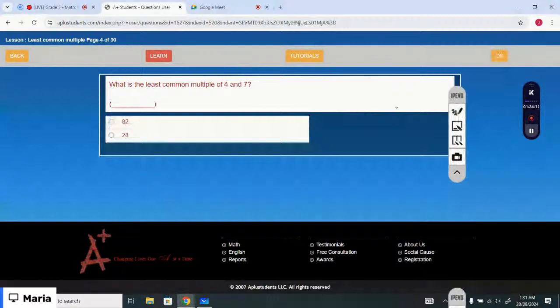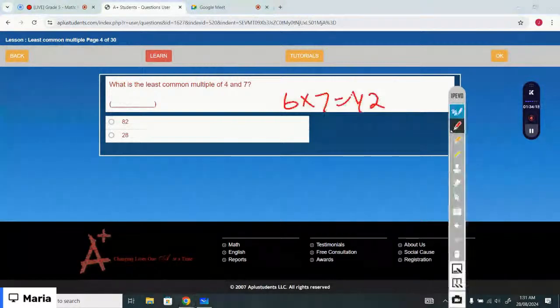What is the least common multiple of 7 and 4? Again, 7 is a prime number. You have only two factors of 7, that is 7 times 1 is 7, right? Basically 4 and 7 don't have any common factor. That means the only common multiple is 7 times 4, that is 28. So the correct option is 28. Got it?